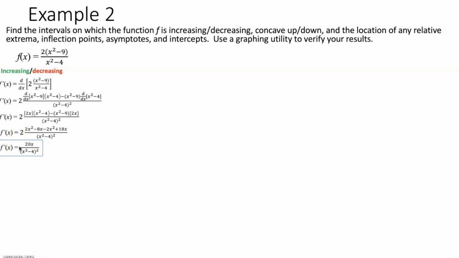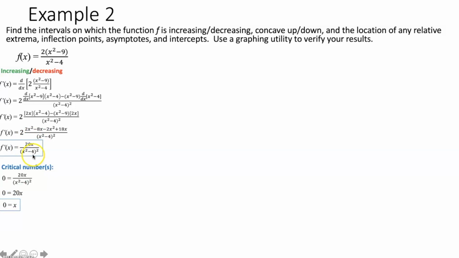Now again, why did I do this? Because I need to find the critical numbers. Critical numbers occur wherever the first derivative is either equal to 0 or does not exist. So let's determine where this equals 0. To figure out where this is equal to 0, all we have to do is set the numerator equal to 0 and solve for x. So here we divide both sides by 20, and we get x is equal to 0. That is one of our critical numbers. That causes our derivative to equal 0.